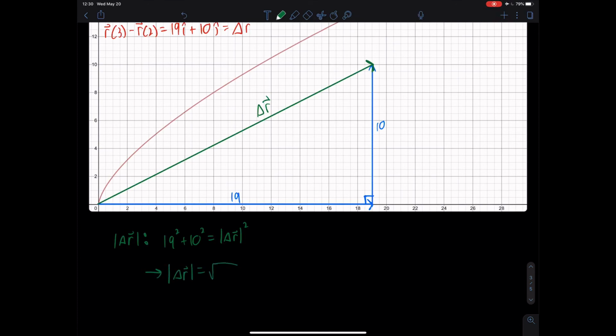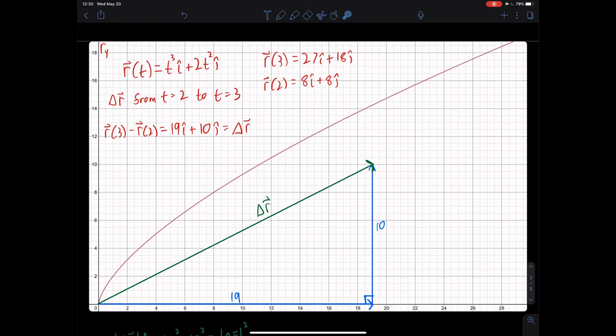So when we calculate this, we get the magnitude of our displacement vector. It's going to be the square root of 19 squared plus 10 squared. And if we type that into a calculator, we get about 21.47. And maybe we were in meters, and whatever unit this is, we'll say it was meters. So the length of this vector right here is 21.47 meters long.